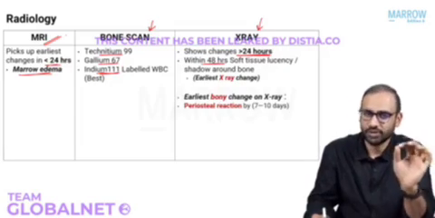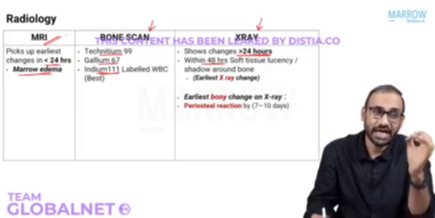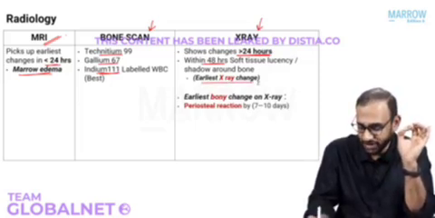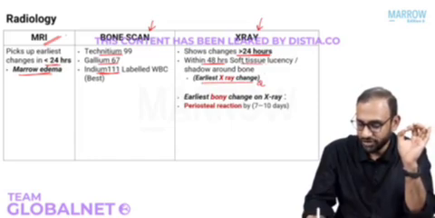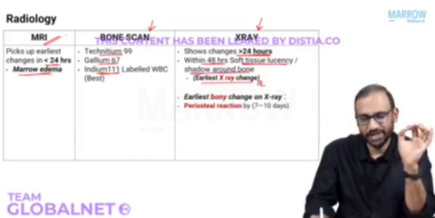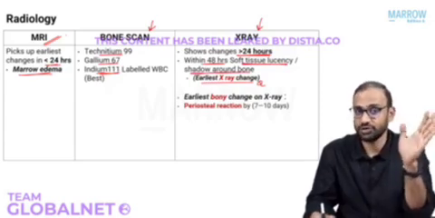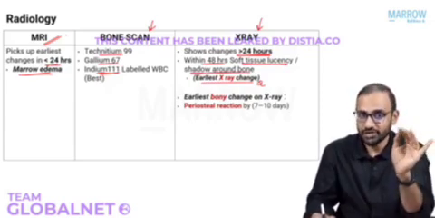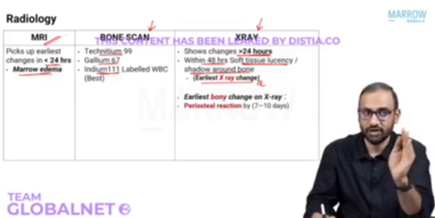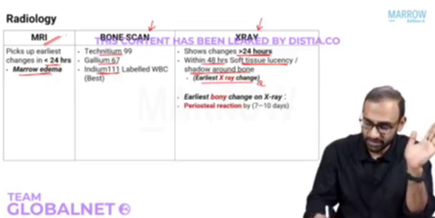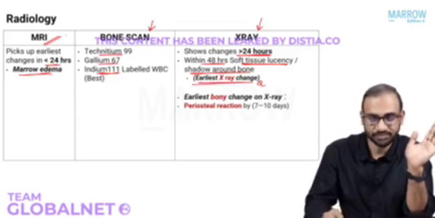Now this is an interesting question. What is the earliest X-ray change that you will see in osteomyelitis? The earliest X-ray change is soft tissue lucency or shadow around the bone. Now, is it a bony finding or a soft tissue finding? It is a soft tissue finding. Very important. It is a soft tissue lucency or a soft tissue shadow around the bone that is picked up on X-ray. So this is the earliest X-ray change.